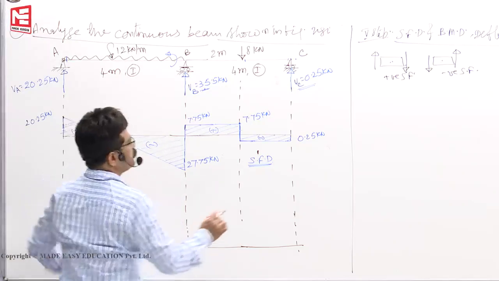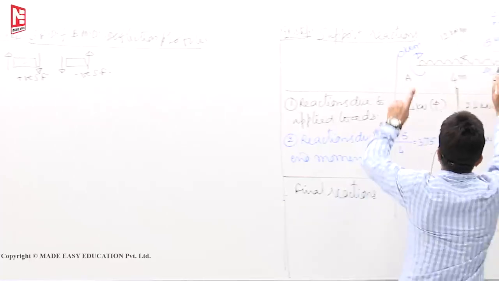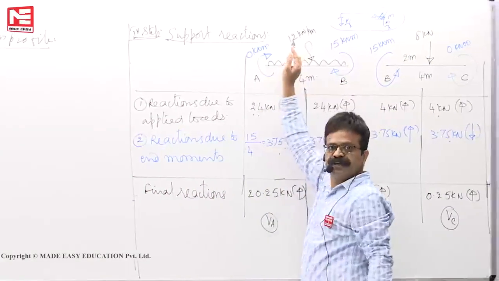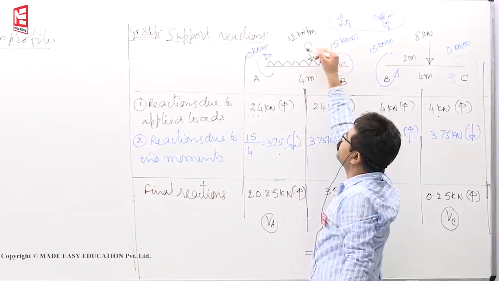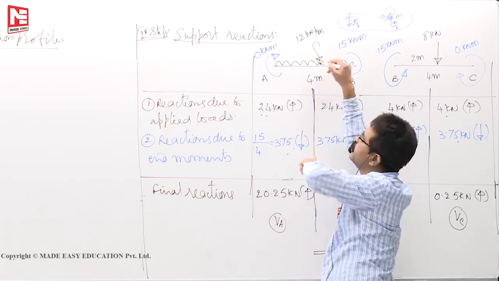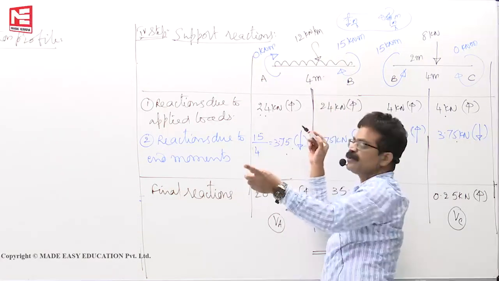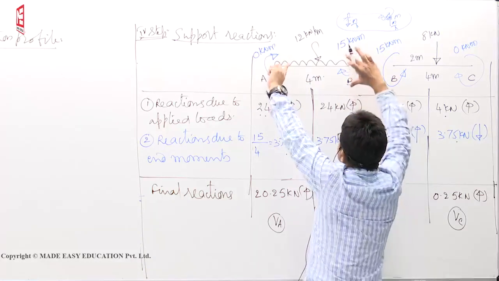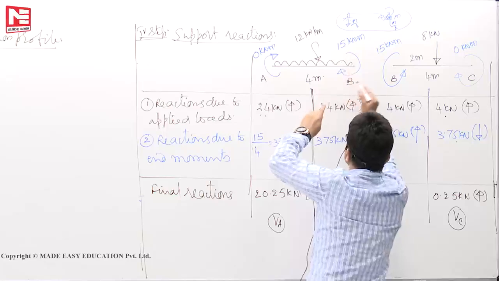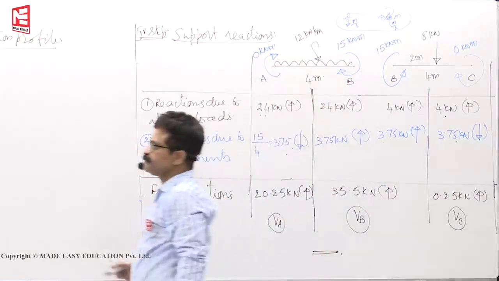First, due to the loading here, you have a simply supported beam subjected to UDL. You know for a simply supported beam due to UDL, it is WL square by 8, that is 12 into 4 square by 8, which means 24. That first parabola you draw. Then this is 0, this is hogging. This 15 will give you a hogging moment. First let us draw due to UDL alone.